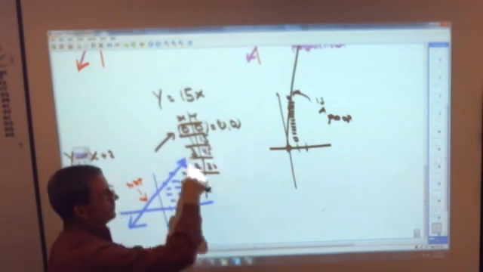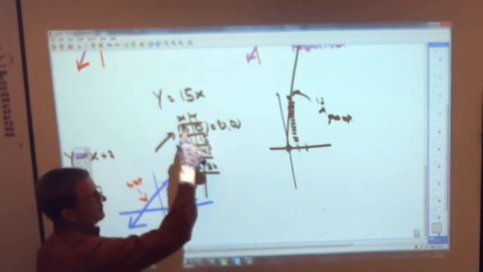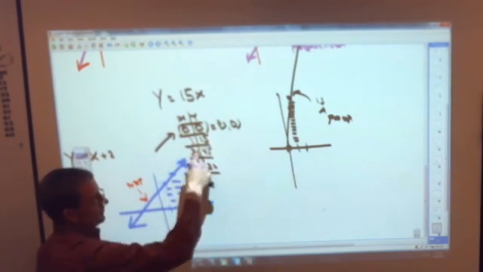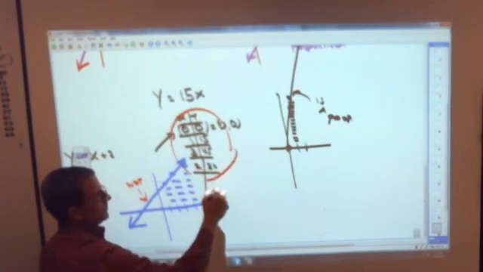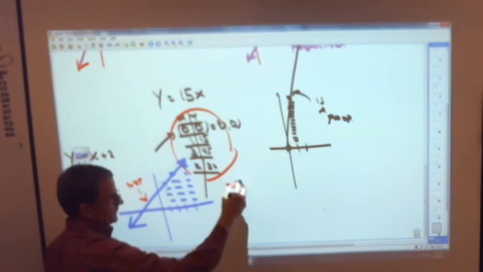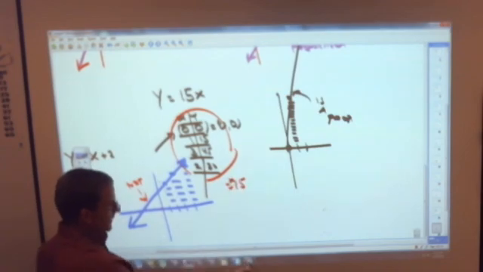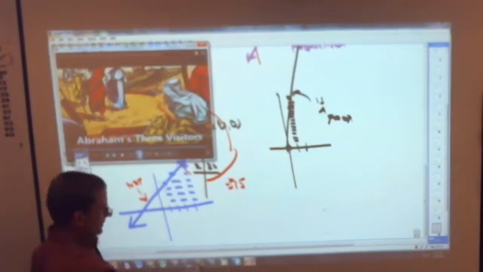Go back to our table here. What did I multiply everything by? 15. 0 times 15, 1 times 15, 2 times 15, 3 times 15. So the constant of proportionality is 15 because you multiply by 15. That's enough of that.